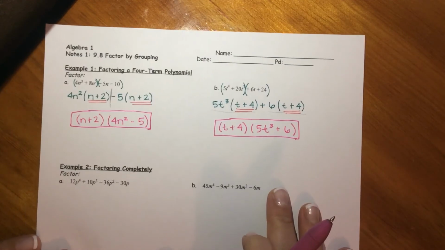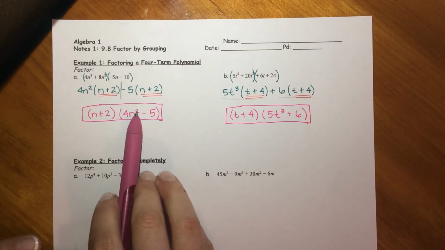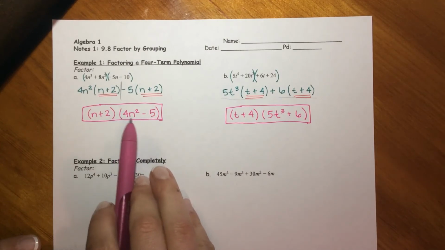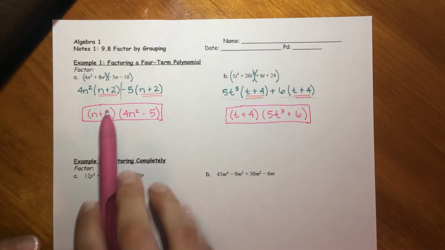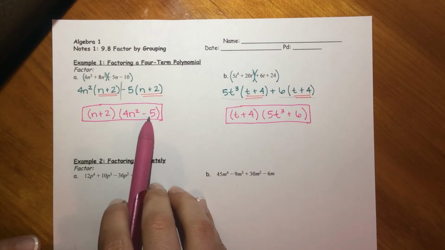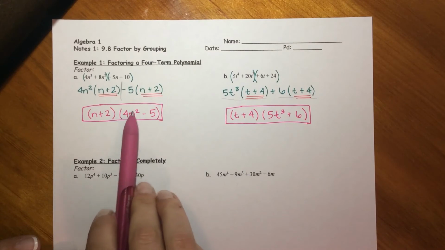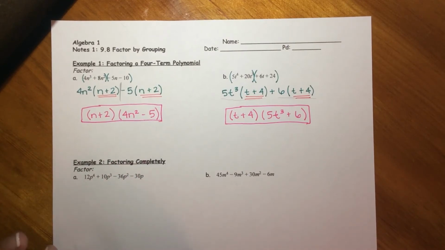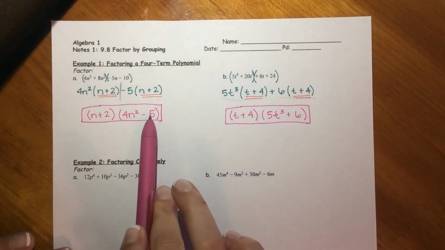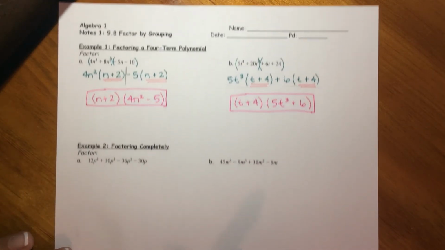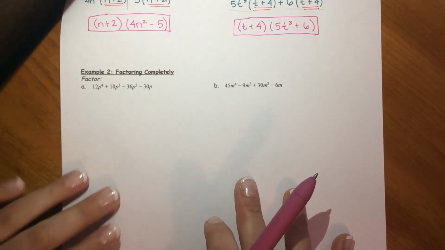I do want to take a step back to this first problem again, and talk about this 4n squared minus 5. This term right here is a perfect square, okay? The 5 is not. So if the 5, let's say, was a 25, for instance, and this said 4n squared minus 25, that would be a difference of two squares, which would mean I would have to continue to factor. But because this is not, we stop there. All right, two more examples.